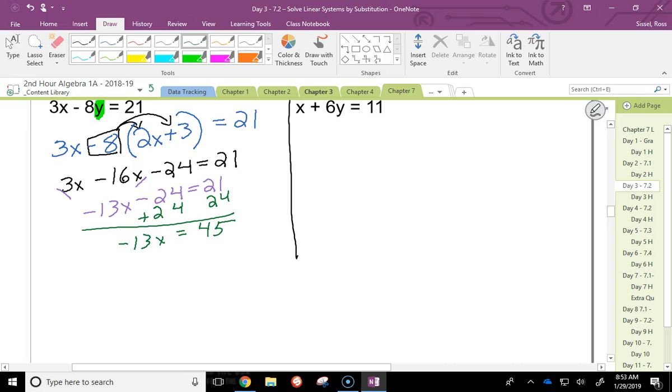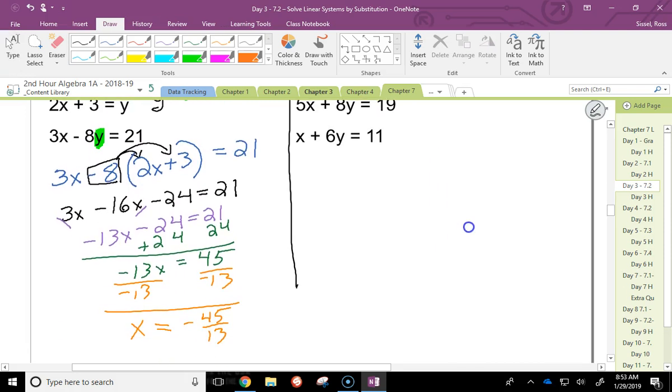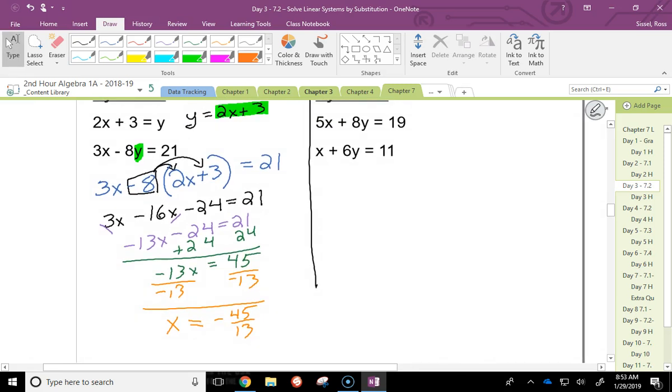I'm going to divide by negative 13. And I would get x equals negative 45 over 13. Did I do anything wrong? Because I'm confused why they give us a hard fraction. Maybe they did.